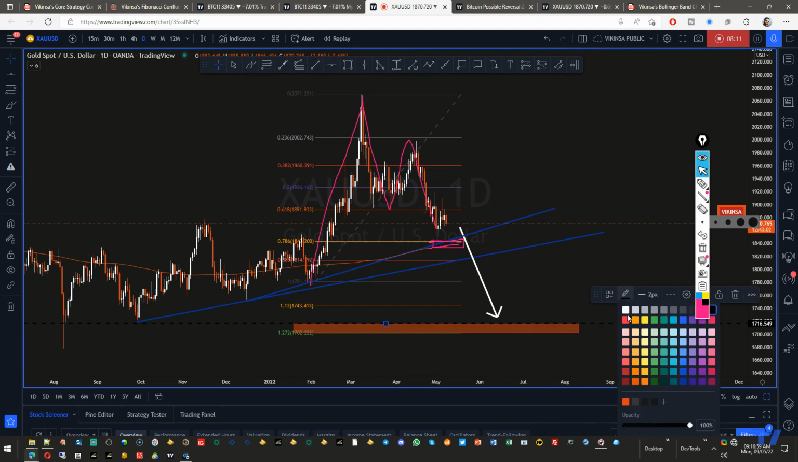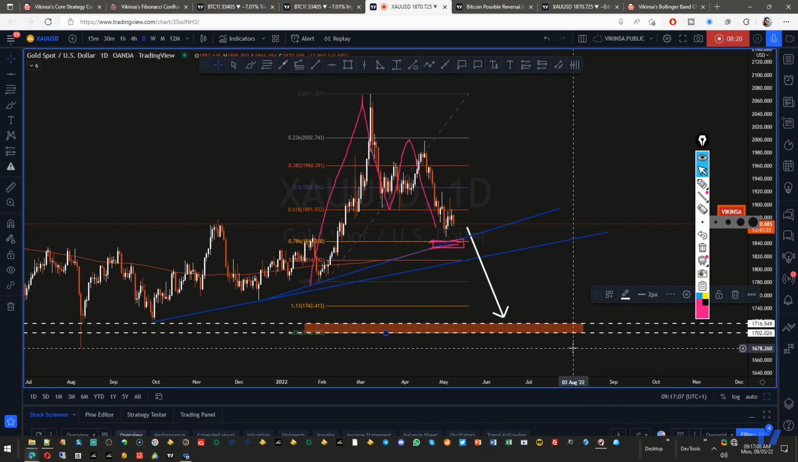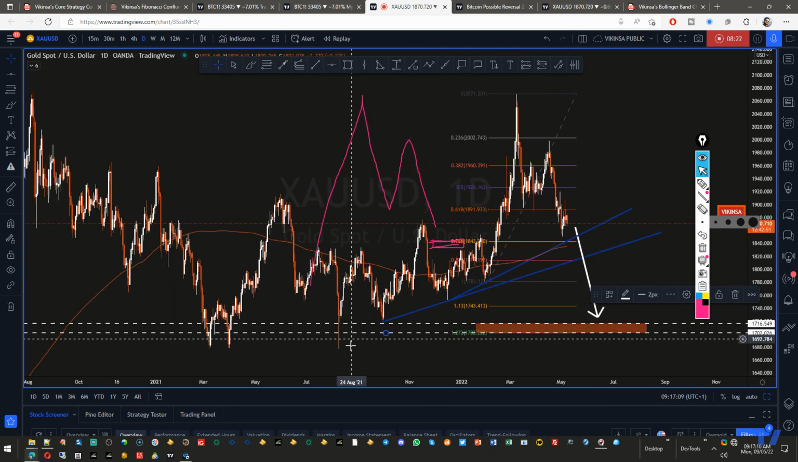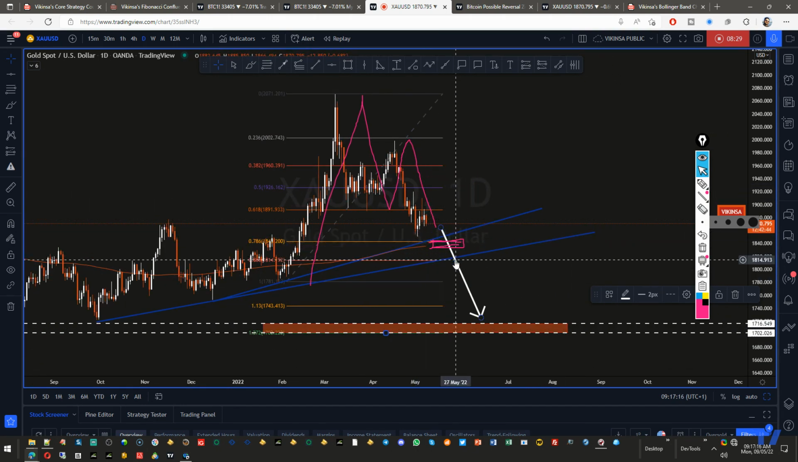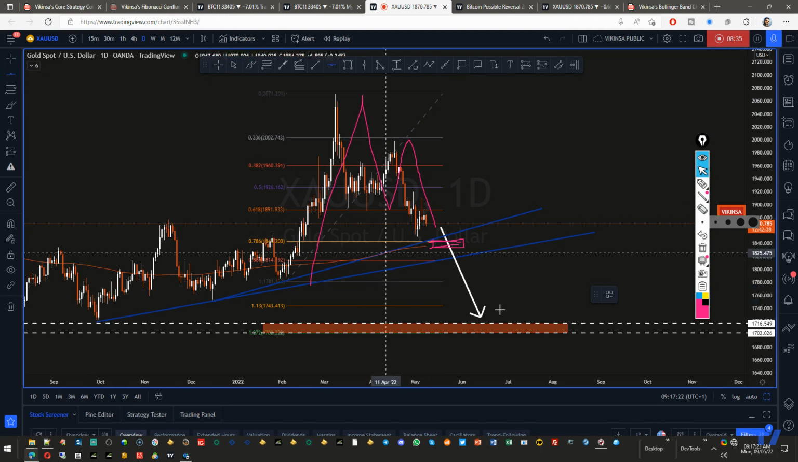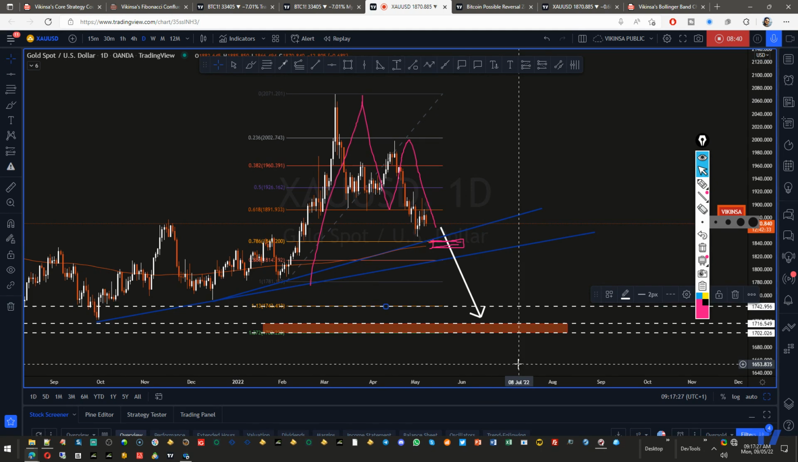which is approximately 1716 to approximately 1702, which comes out to be the same area where we had this triple bottom. So if the market continues to fall down beyond this FCP zone and beyond these trend lines, then we are looking for somewhere around 1716. There can be an intermediate level here, which is 1742. So this is what we have on gold.